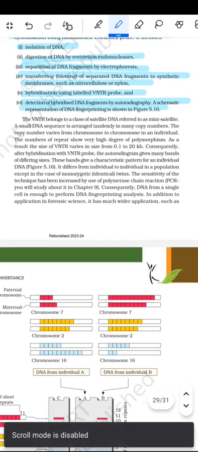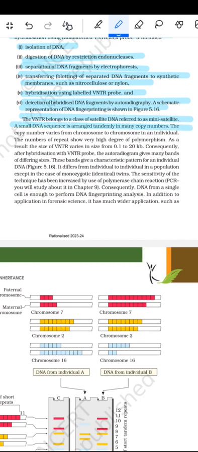So the VNTR belongs to a class of satellite DNA referred to as the minisatellite, a small DNA sequence arranged randomly in many copy numbers. The copy numbers vary from chromosome to chromosome in an individual. The number of repeats shows a very high degree of polymorphism. As a result, the size of the VNTR varies from 0.1 to 20 kb.